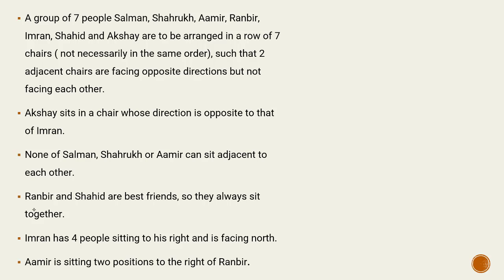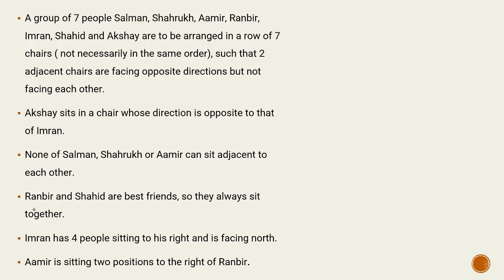And this is another question where we can see there's a group of 7 people: Salman, Shahrukh, Amir, Ranbir, Imran, Shahid and Akshay, and they have to be arranged on 7 chairs such that 2 adjacent chairs are facing opposite directions but not facing each other. So that means either they are facing north-south or they are facing east-west.